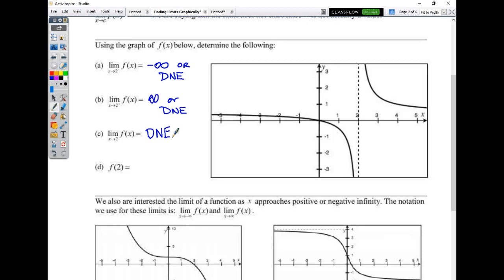On a multiple choice, if I put DNE, you're not going to see the infinity. F of 2 does not exist. Sweet. I knew someone was going to do it.